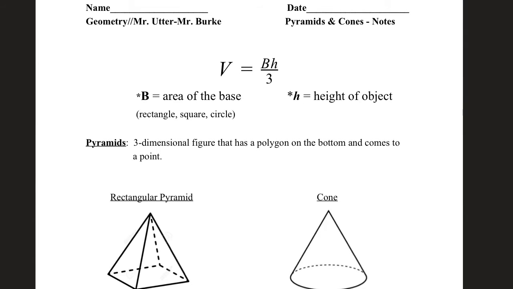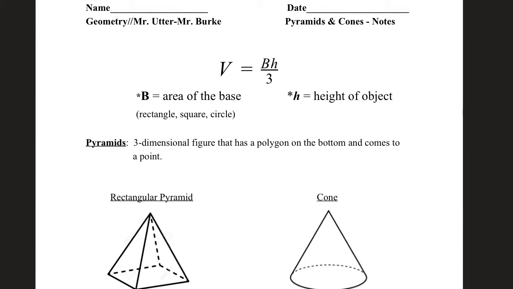Hello everyone. In this video, we're going to take some notes on the volume of pyramids and cones. Now, if you look here, this volume formula for pyramids and cones looks very similar to the formula for prisms and cylinders, except after you multiply the base and the height, you just divide by 3.